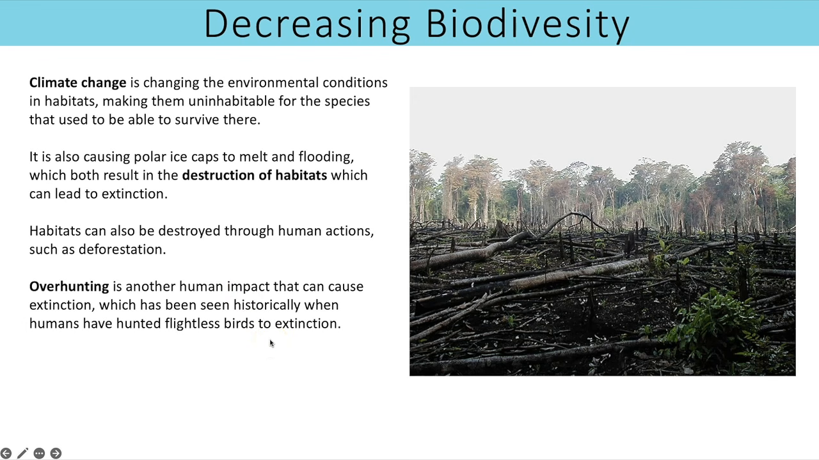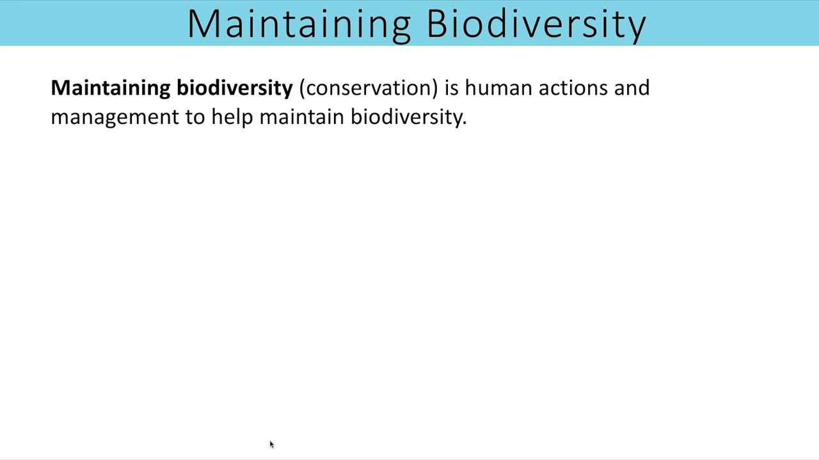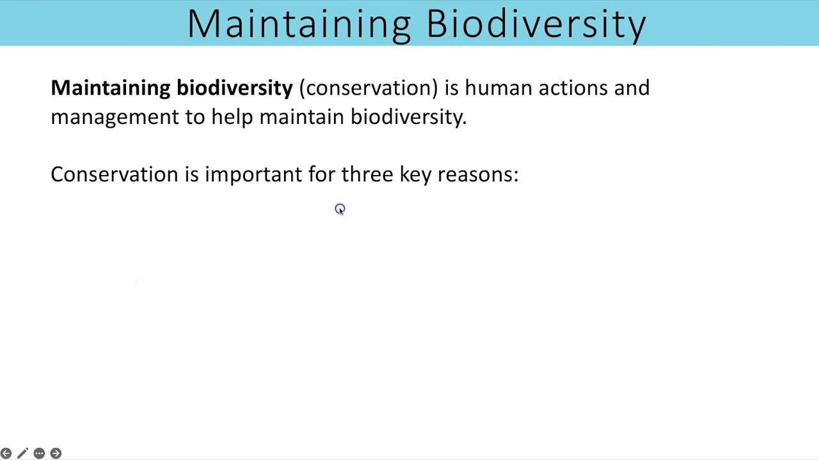Overhunting is another human impact that can cause extinction, which has been seen historically when humans have hunted flightless birds to extinction, like dodos. Interspecific competition, this is when two different species are competing for the same limited resource. One species will outcompete the other, which can result in the extinction of the species that is unable to access the resource for survival. So humans can put actions in place to try and reduce this extinction and therefore maintain biodiversity. And that's what conservation is.